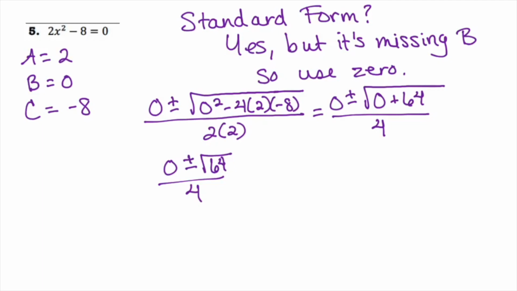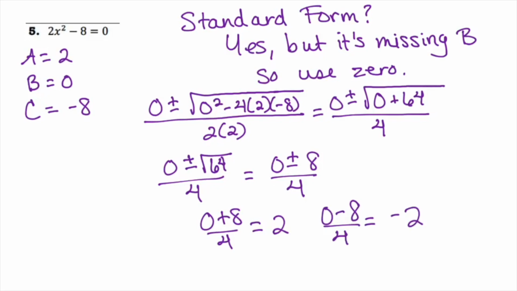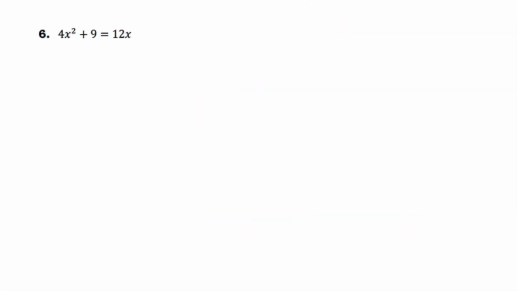We know that 64 is a perfect square, so if you take the square root of 64, it turns into 8. So our two problems are going to be 0 plus 8 divided by 4, which equals 2. And 0 minus 8, divided by 4, which equals negative 2. And those are your two answers for number 5. So number 6, same thing.